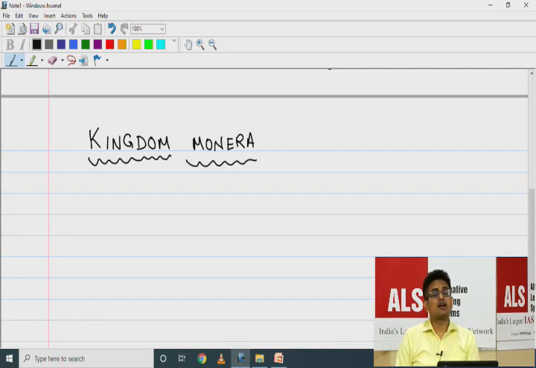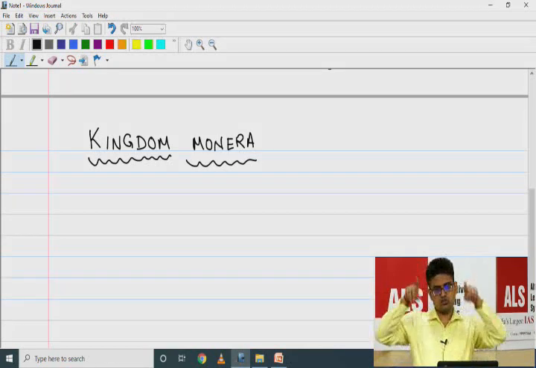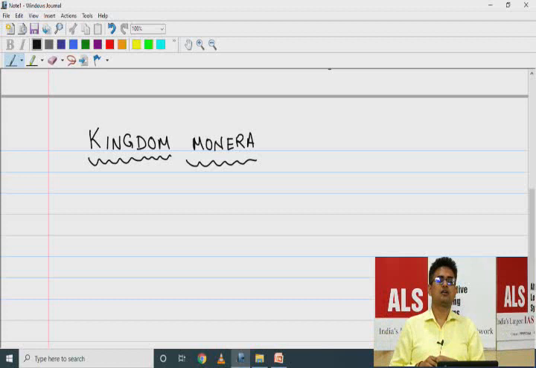Then regarding the shape of bacteria, if it is round, we call it coccus. If it is long, we call it bacillus. So coccus, bacillus, vibrio, spirillum, all these shapes we have discussed in the last class. And streptococcus, chain-like, staphylococcus, bunch of grapes-like structure. All these things we have discussed in the last class.